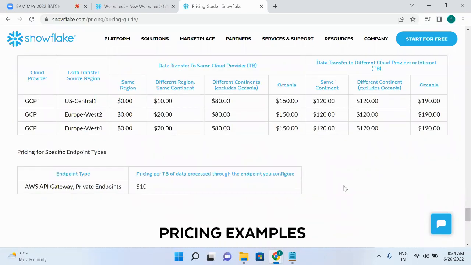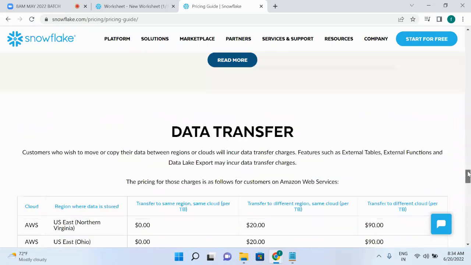This is for the GCP. These are the GCP charges. So from one region to another region, these are the charges that will be applicable.